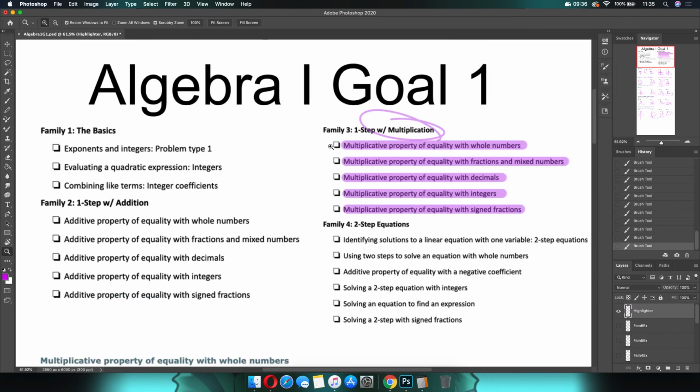That's everything there is to know about multiplying one-step equations. Now, next video, we're going to handle both addition and subtraction in the same playlist. It's going to be amazing.